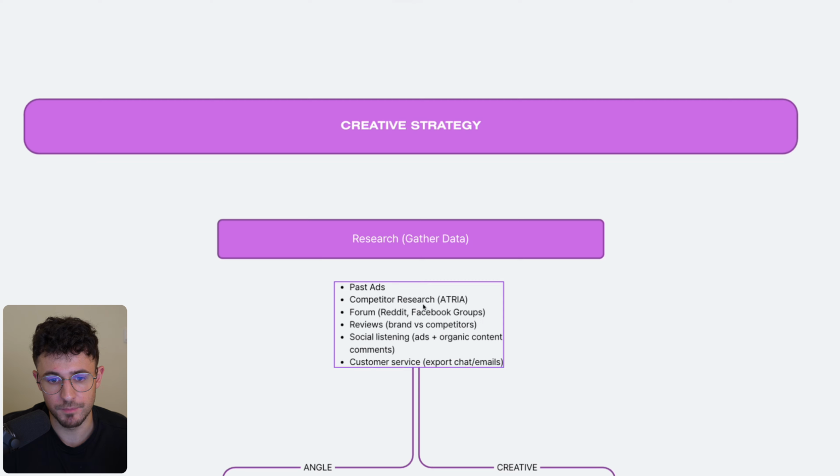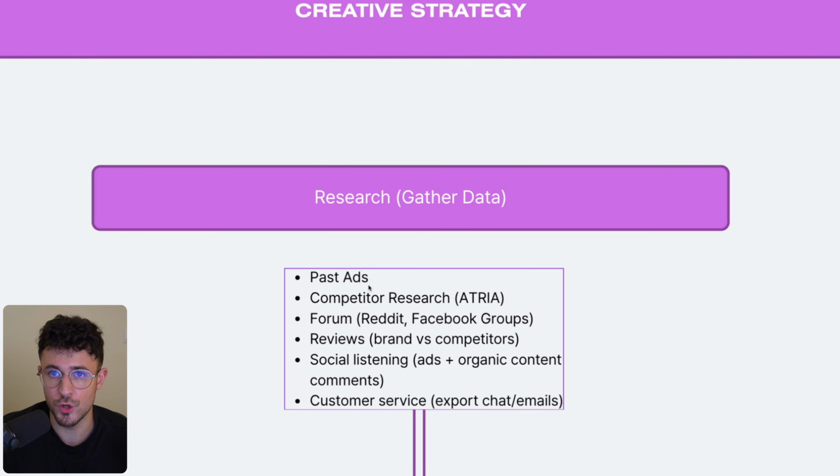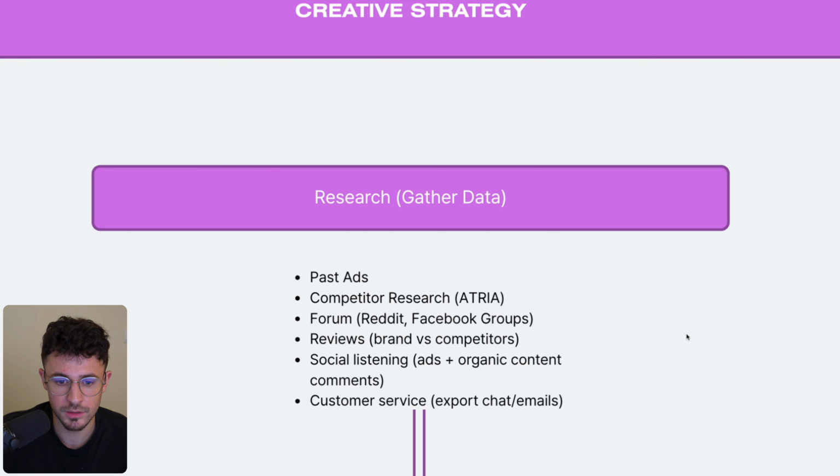So you need to gather data, and the way you gather data is through past ads within your ad account, competitor research. You can use many tools, for instance this one, forum, Reddit, Facebook groups. Some brands don't even care about Facebook groups, but actually it's very important. If you scrape all the information and then you export them, you can analyze them. We're going to see how later. Reviews of your brand and competitor, social listening, which is analyzing the comments or gathering all the content from ads, from organic content, even from the competitor ads, that's okay. And customer service, so you can export all the chat, all the email transcript, all this information here.